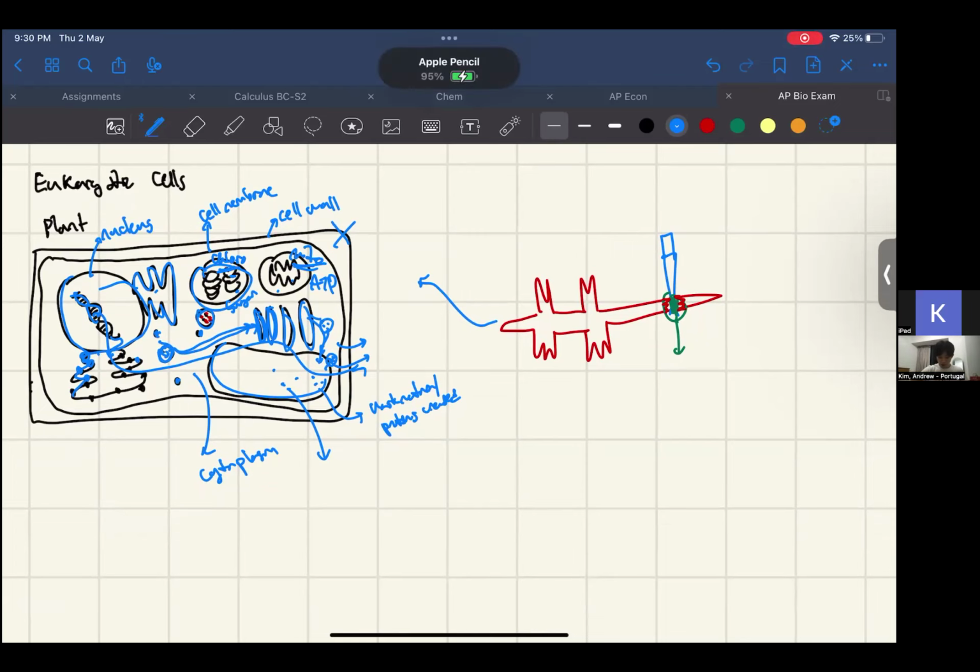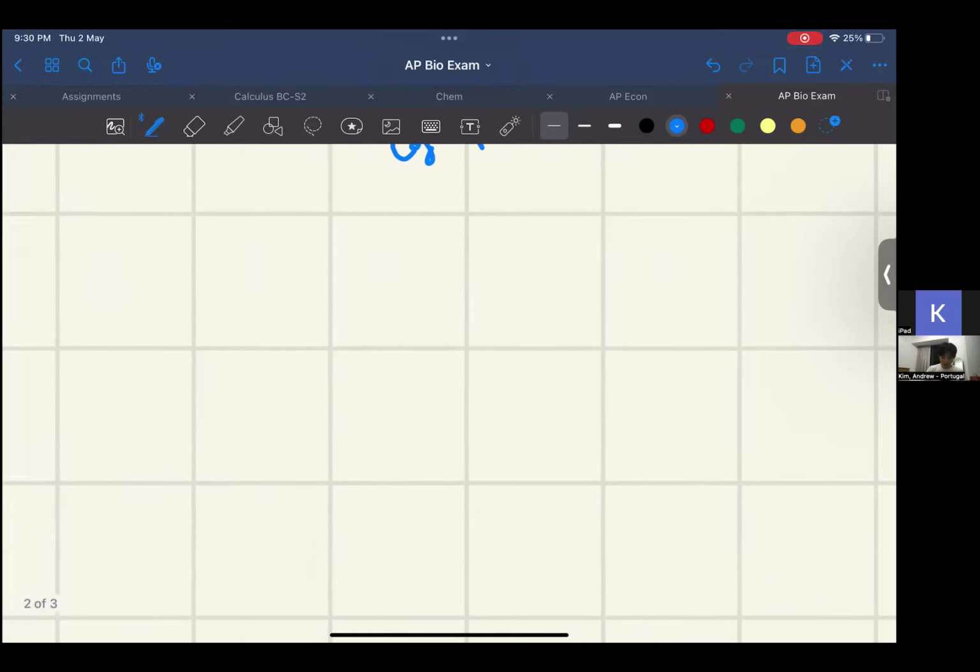So that is pretty much it for the cell structures. And now I'll be explaining about membranes. But before that, let me drink some water.